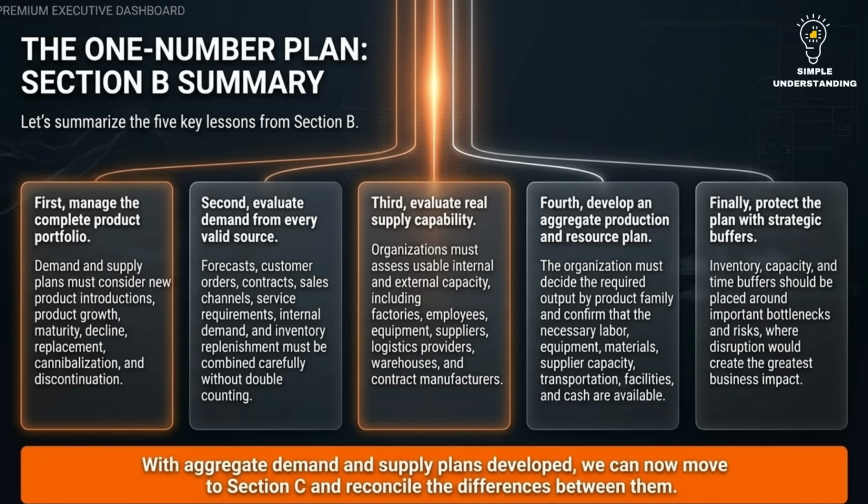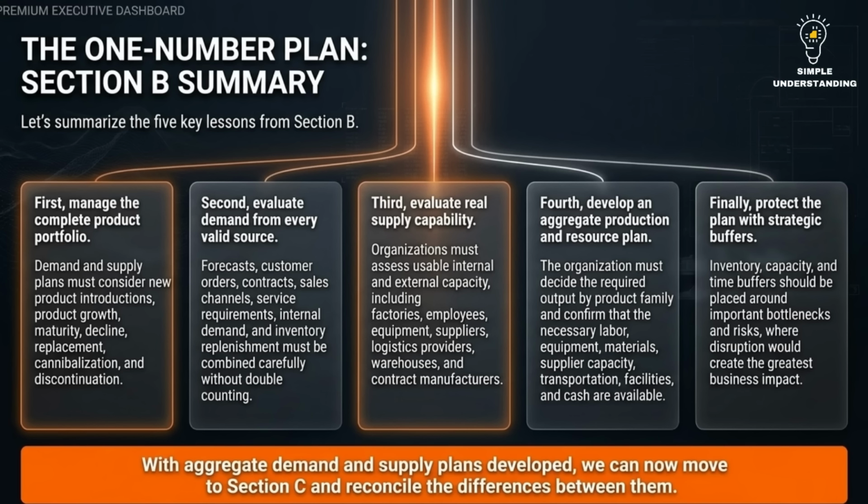Third, evaluate real supply capability. Organizations must assess usable internal and external capacity, including factories, employees, equipment, suppliers, logistics providers, warehouses, and contract manufacturers. Fourth, develop an aggregate production and resource plan. The organization must decide the required output by product family and confirm that the necessary labor, equipment, materials, supplier capacity, transportation, facilities, and cash are available.